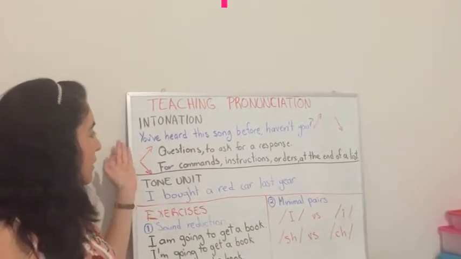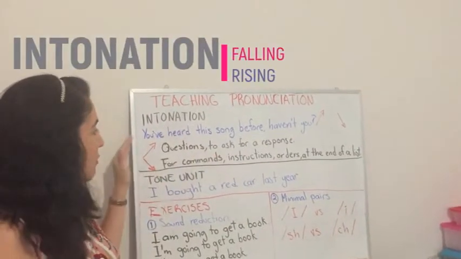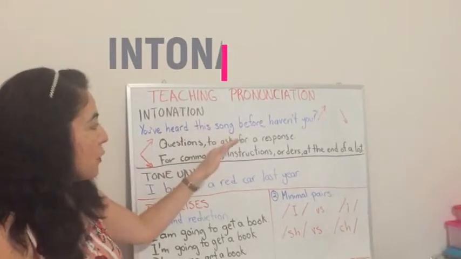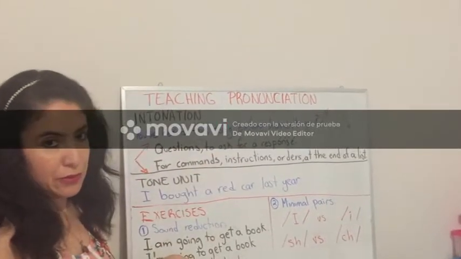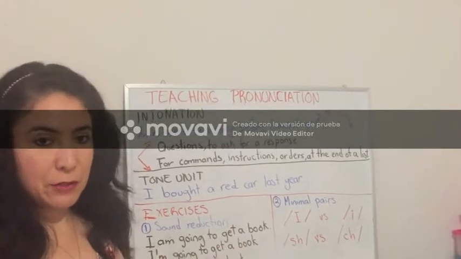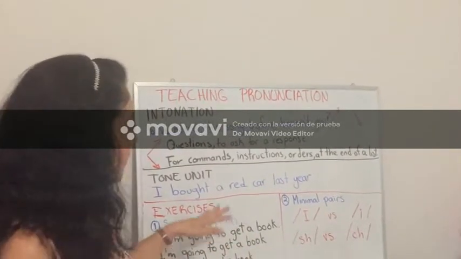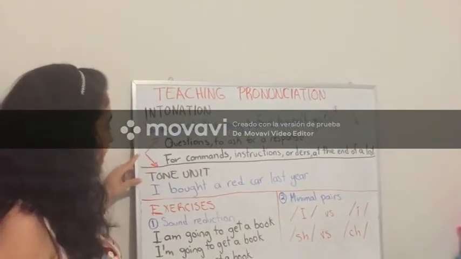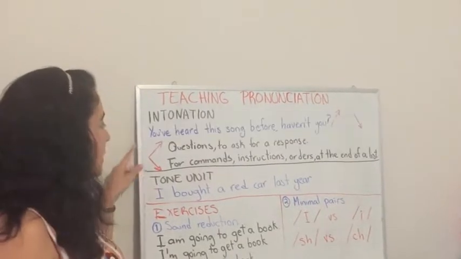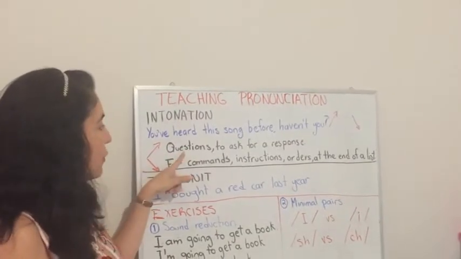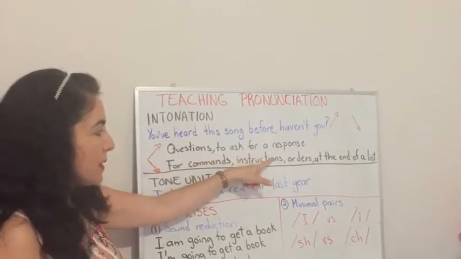On the contrary, if I use a falling intonation, I would say, you've heard this song before, haven't you? It's because I'm certain that you have heard that song before. Talking about rising and falling intonation, we can use rising intonation mainly for questions and to ask for a response in English.